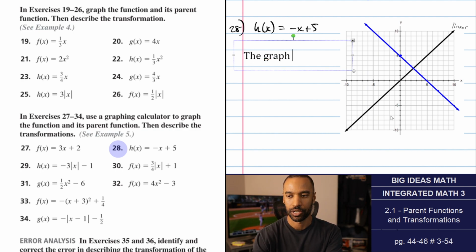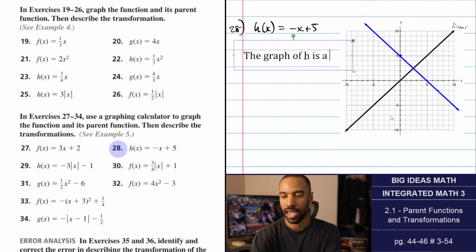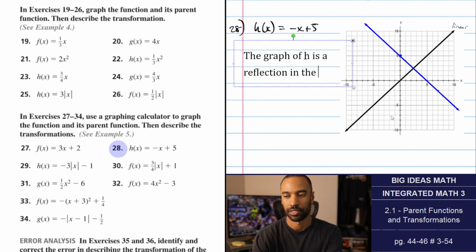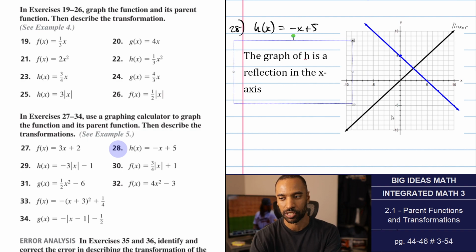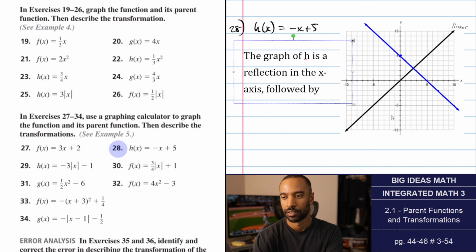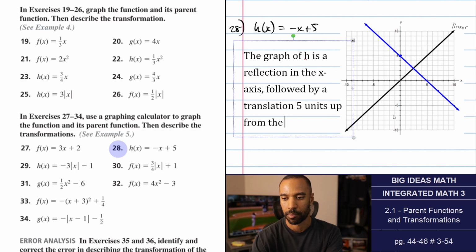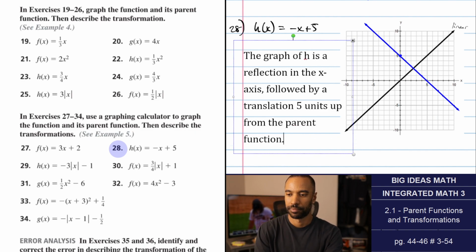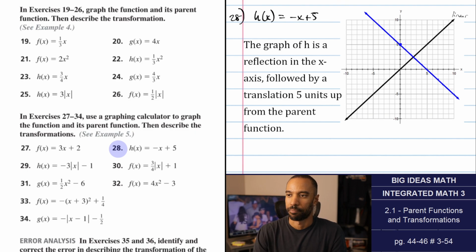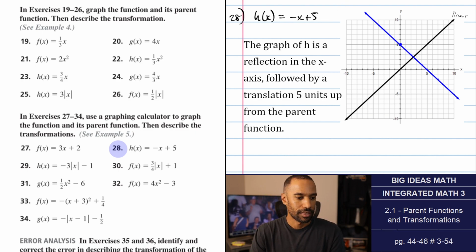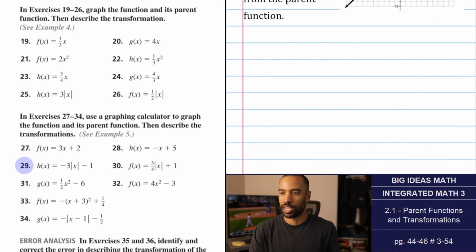The graph of h is a reflection in the x-axis. If I ever say over the x-axis, that's my own general wording. I know the book says it in. Followed by a translation 5 units up from the parent function. Okay. All right. Number 29 and 30 are absolute value functions. Let's get them going.